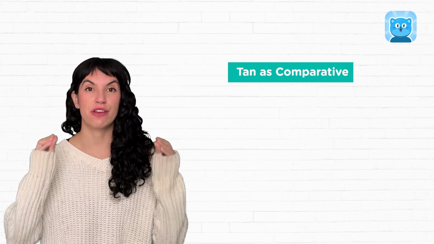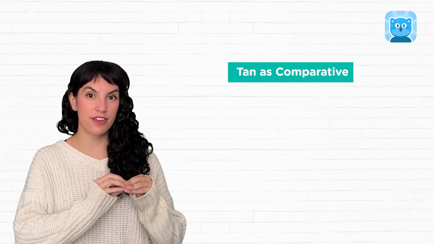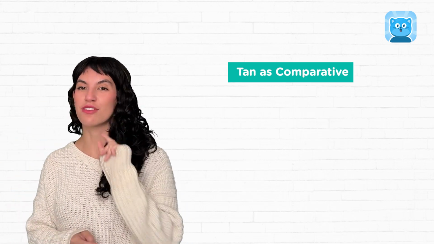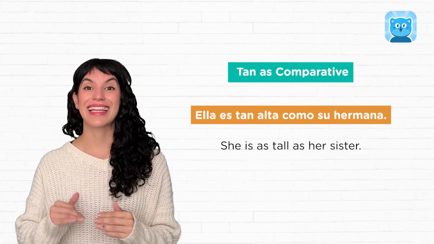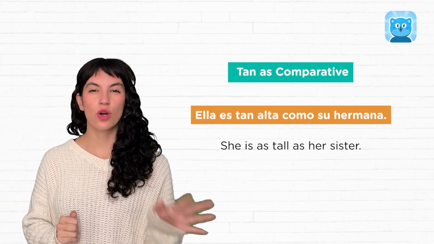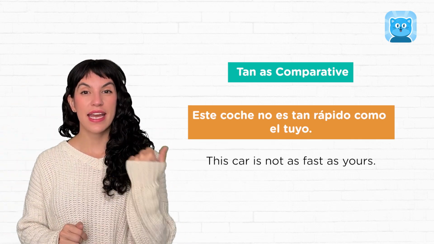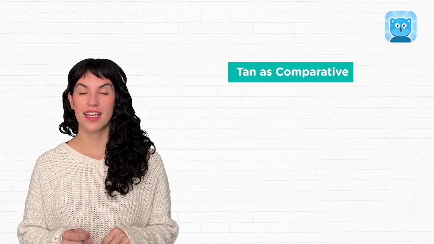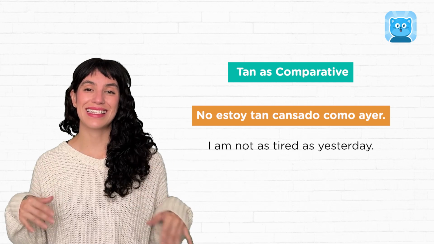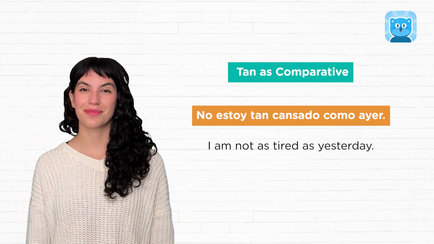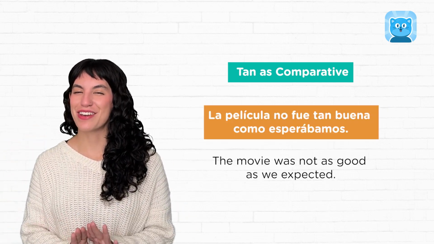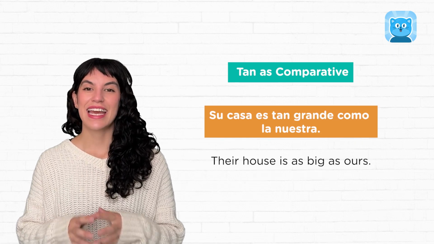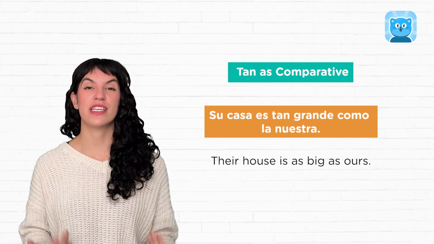So you can see the difference, okay? The first one was intensifier. Now we're going to move on to comparatives. So listen carefully. Ella es tan alta como su hermana. Este coche no es tan rápido como el tuyo. No estoy tan cansado como ayer. La película no fue tan buena como esperábamos. Su casa es tan grande como la nuestra.